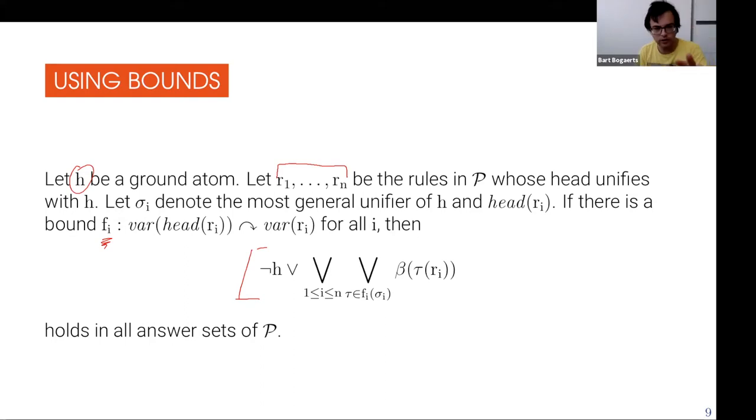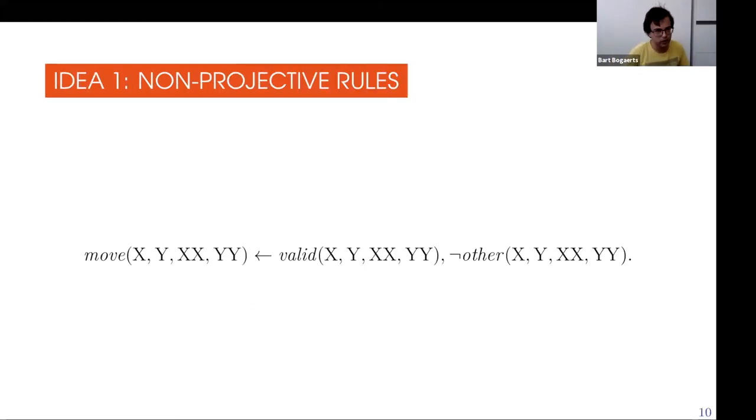This might seem a bit complicated, but I'll give you the IDs. The first one is very simple: non-projective rules, in the sense that all variables that occur in the rule actually also occur in the head. So we see x, y, xx, yy. This was taken from one of the competitions. Actually, most of the rules are from one of the ASP competitions. Of course, if this is the only rule that defines move, then for every instantiation of the x, the y, the xx, and the yy, there's at most one rule that can derive it. If we have a couple of rules for move and all of them are non-projective, then we know for each of them there will be at most one relevant instantiation that could ever have this move in the head. So as soon as each of these rules has been grounded, we can add the completion formula. This is a very simple ID.